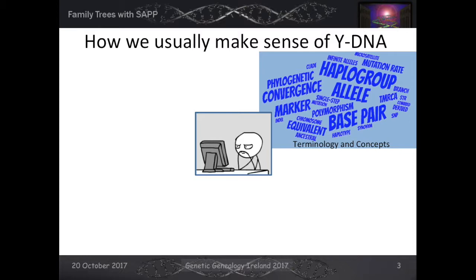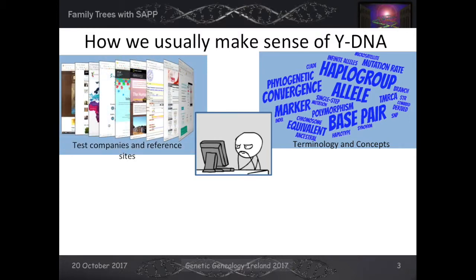Alright. Then we've got all of the reference sites. You've got Family Tree DNA, you've got Full Genomes, you've got ISOGG, you've got YFull, YBrowse, Y, you know, soon we'll have Y else, Y not, and Y bother. But there's all sorts of places to go to for help on these.